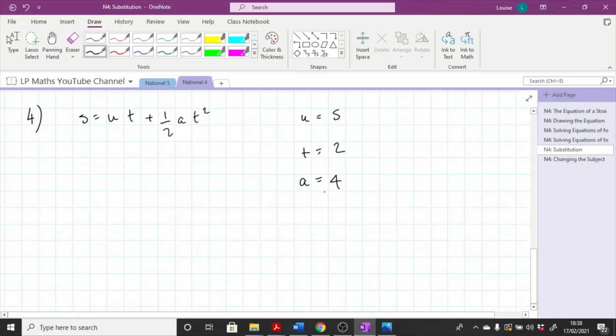The first thing I'm going to do is put all the numbers in first. Now you need to be very careful with this. So u, what's u? U is 5. U, invisible sign is multiplying by t. T is 2, plus a half. Again, invisible signs are all here, so these are all multiplying. So it's a half times 4 times 2 squared. We are using BidMaths. BidMaths says I have to do the indices first. That's your I. So that's 4, and everything else stays where it is.